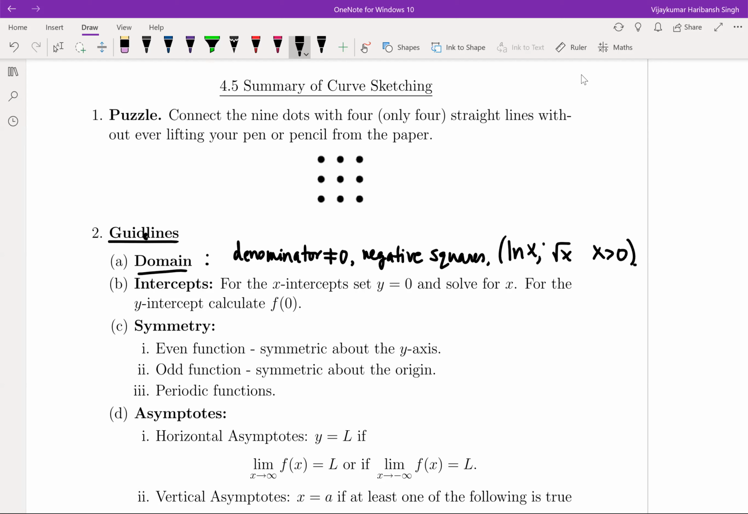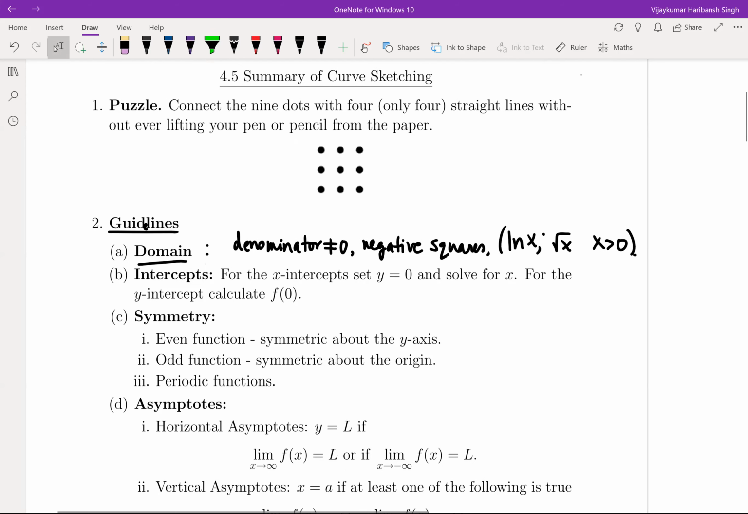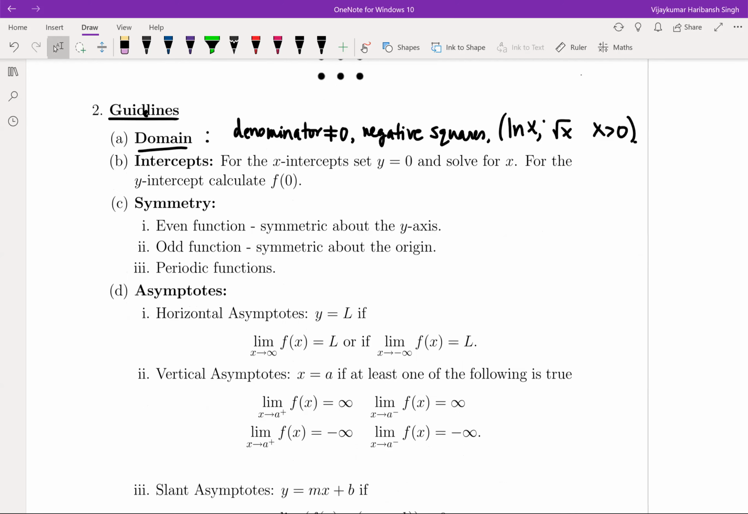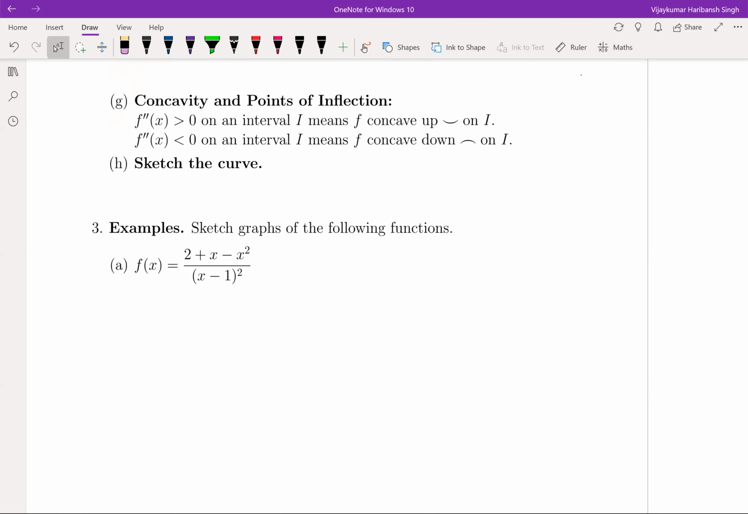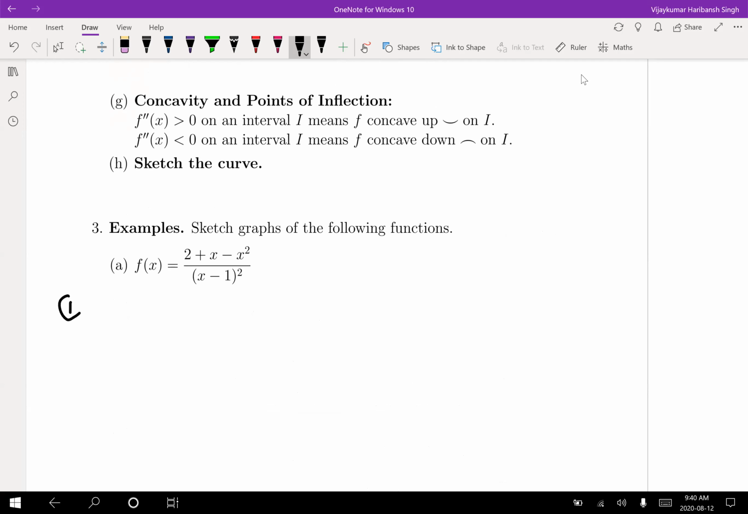So the first thing we should check is the domain of the function. Okay. So we will go through the guidelines by following a problem. So we have a problem here. So first of all, again, according to our guidelines, we need first the domain of the function.